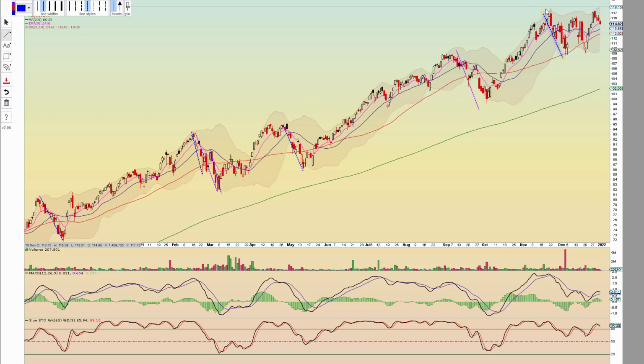Cloning this, this pullback was roughly equal to this pullback. You see that? And then now let's measure these rally attempts. This rally attempt was equal, and so far we've pulled back. We'll see what happens early this year now, but you can see that gave you a rough target here in the short term.